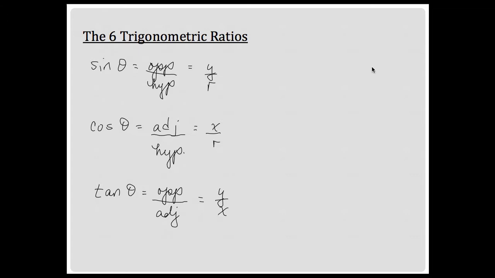The reciprocal functions then, of course, come from these 3. Reciprocal of sine is cosecant. So that's going to be hypotenuse over opposite, so that would be r over y. Reciprocal of cosine is secant. That becomes r over x. And reciprocal of tangent is cotangent. Now, why these become important is that we're going to eventually relate these x, y, and r values to the unit circle ordered pairs that you learned about previously.